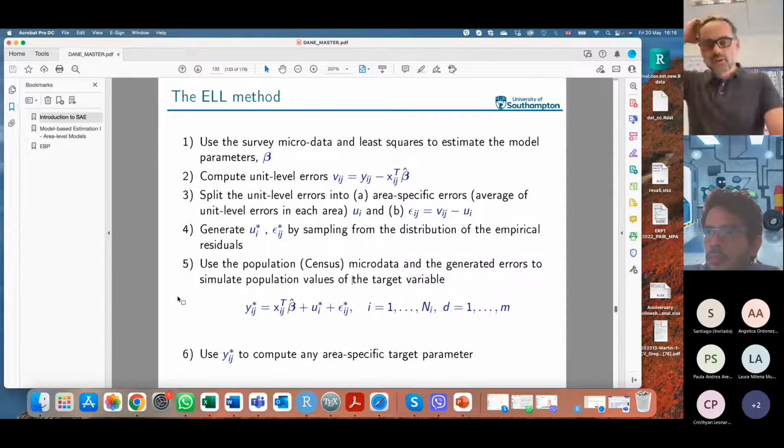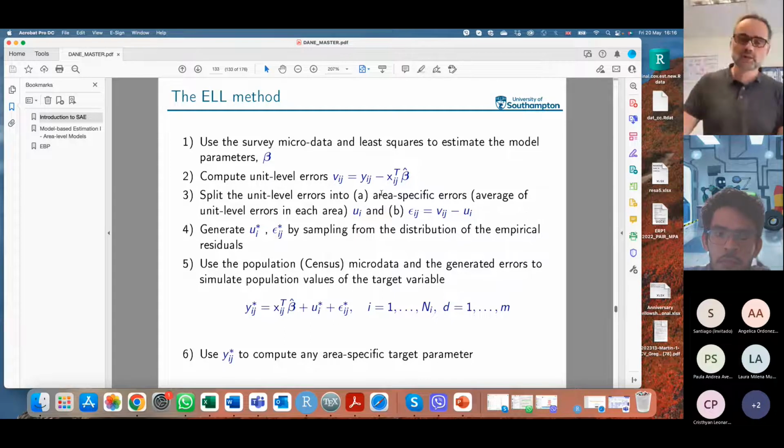Okay, so the method is fairly simple, right? You just fit your model, you calculate residuals, you split the residuals into unit level and area level, and then you simulate realizations of these error terms, the area level error term and the unit level error term, from the empirical distribution of the error terms.